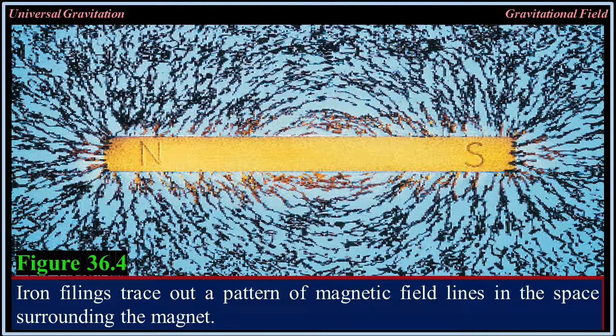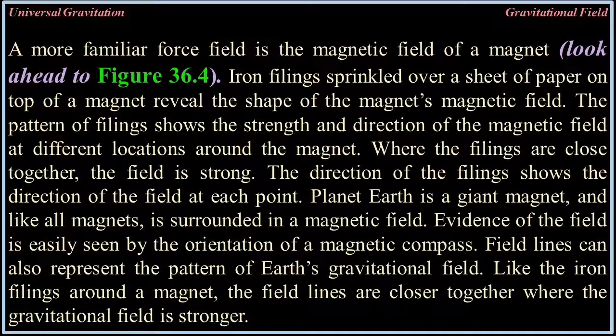A more familiar force field is the magnetic field of a magnet. Look ahead to figure 36.4. Iron filings sprinkled over a sheet of paper on top of a magnet reveal the shape of the magnet's magnetic field. The pattern of filings shows the strength and direction of the magnetic field at different locations around the magnet. Where the filings are close together, the field is strong. The direction of the filings shows the direction of the field at each point.